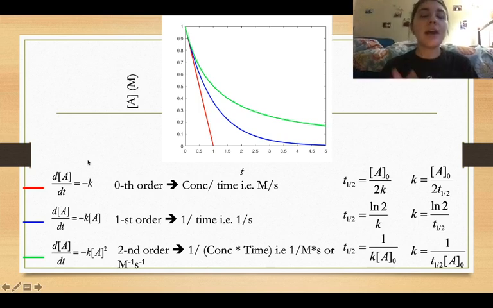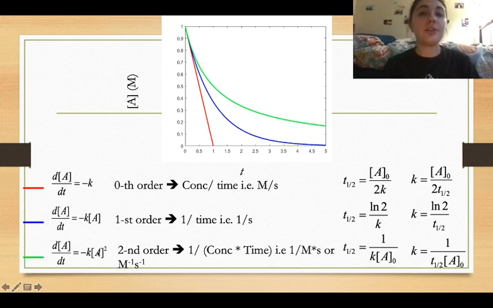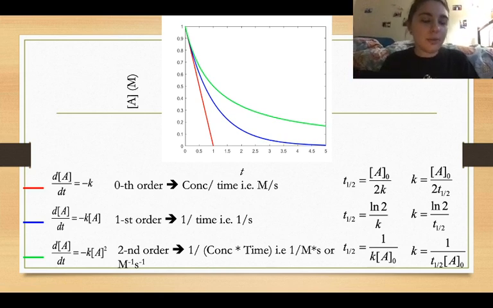And also, I don't show them on here, but know the integrated rate laws. I go through one integrated rate law question, but you should be able to know the integrated rate laws for zero order as well as second order, because I go through a first order one here.